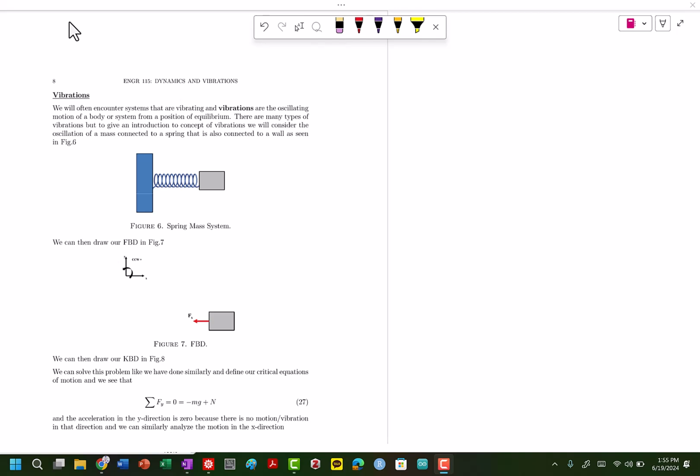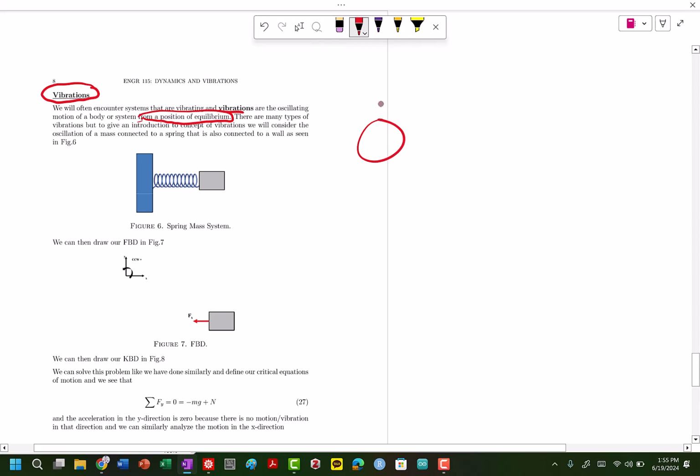All right, so to finish up our dynamics and vibrations lectures, we're going to talk a little bit about vibrations. You're going to encounter a lot of systems that are vibrating, and vibrations are essentially oscillating motions of a body or system from an initial position of equilibrium. There are many types of vibrations. You could think of your car, which has shock systems with springs, and that system is vibrating, oscillating, moving back and forth.